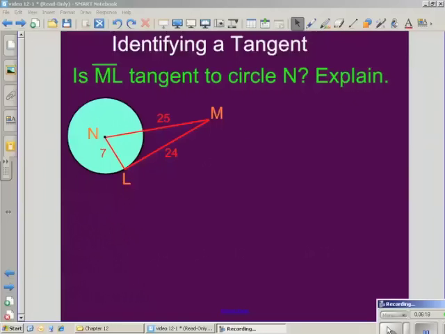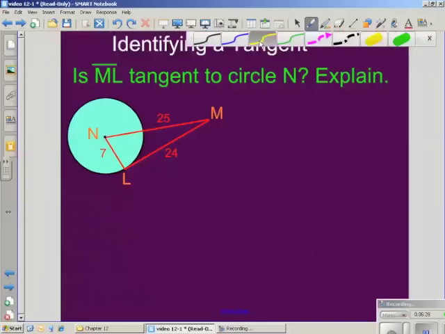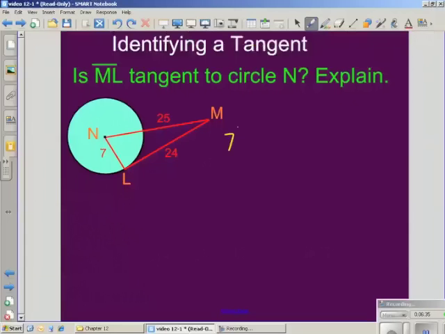We can use the converse of the Pythagorean theorem to determine whether triangle LMN is in fact a right triangle. So the hypotenuse is segment NM, so it's 25. So we can write it out. 7 squared plus 24 squared is equal to our hypotenuse, 25 squared. A squared plus b squared equals c squared.